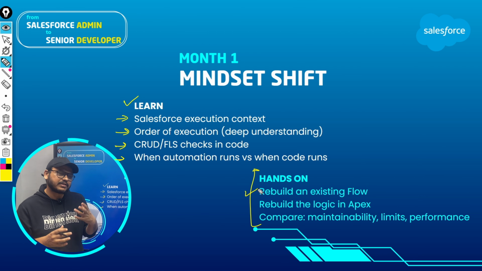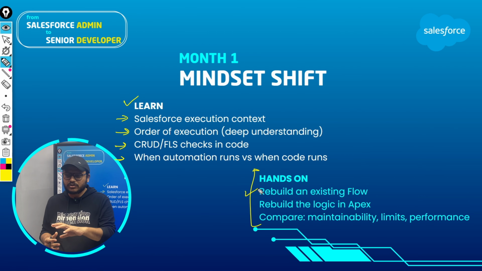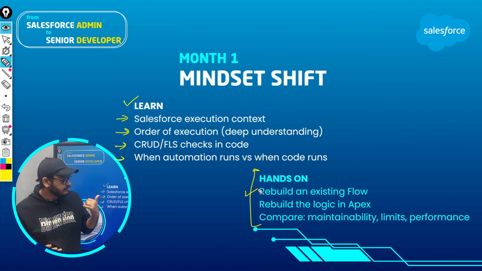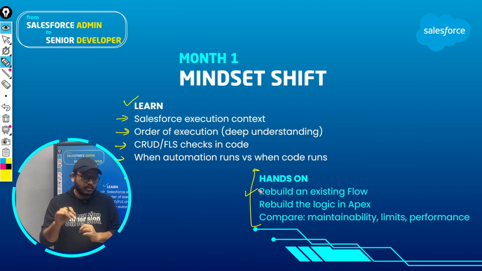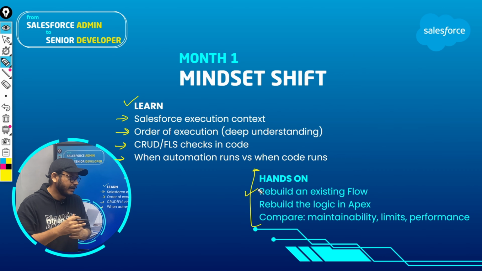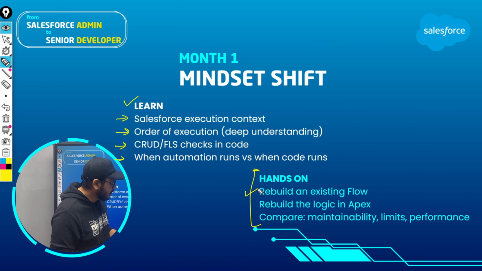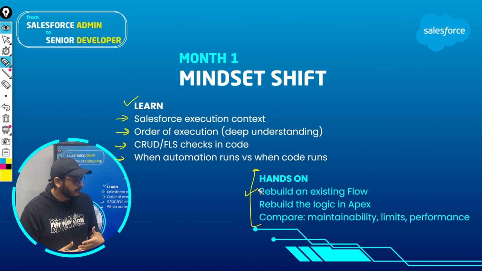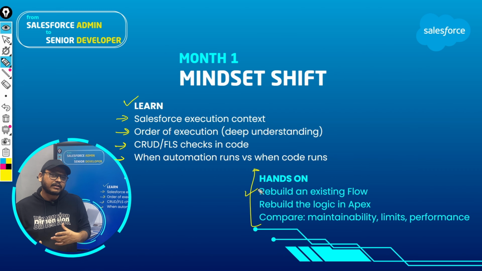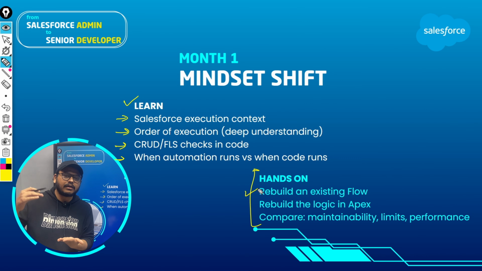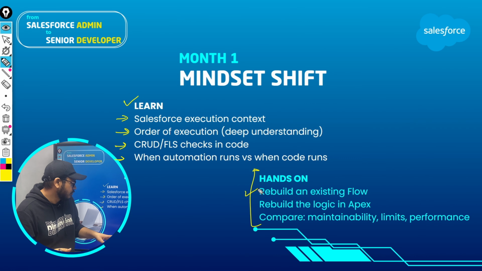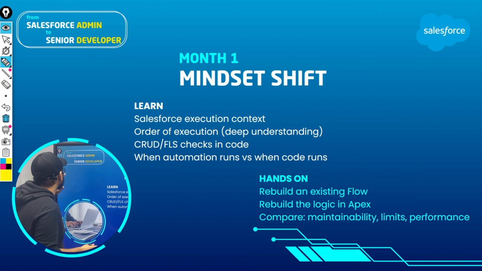Try to rebuild the logic in Apex. If you can go to any of the existing Apex triggers or Apex logics which are written, try to see if you had to build it right from the scratch, would you do it differently? You don't have to write the code for now. At this stage, you are still at the mindset shift, but see if you are able to think along those lines. And then, once you have rebuilt some of these things, you can start comparing maintainability, limits, performance. See if the way you have refactored or rebuilt it is better as compared to the earlier one. So try doing those comparisons. That can be your first month goal or target.